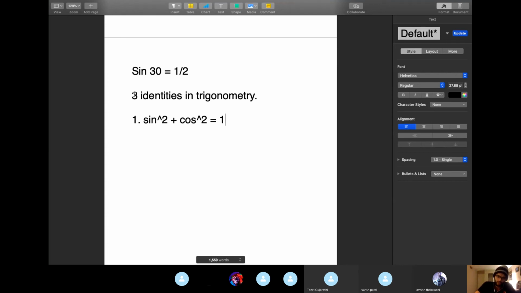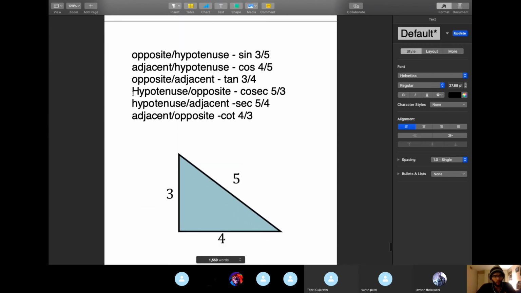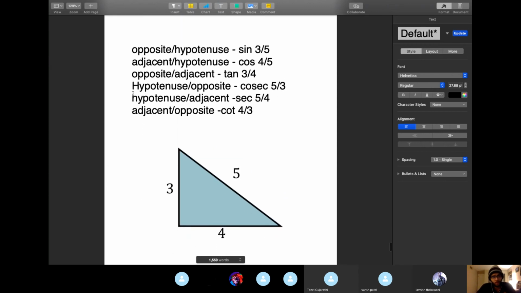Okay, sine squared plus cos squared is equal to 1. This is a very simple thing to remember, but a slightly complicated thing to prove at this level. But I want you to try to prove it on your own, after which I will teach you the proof.